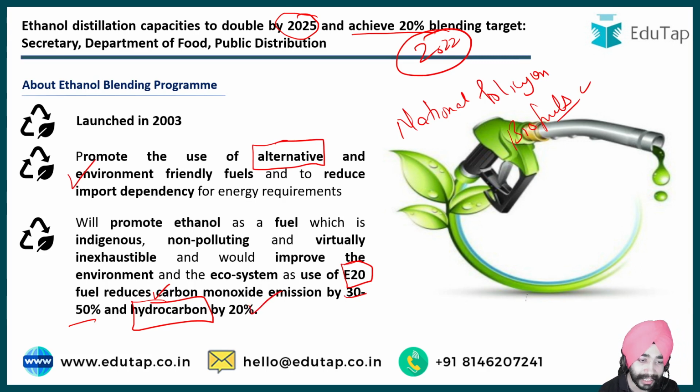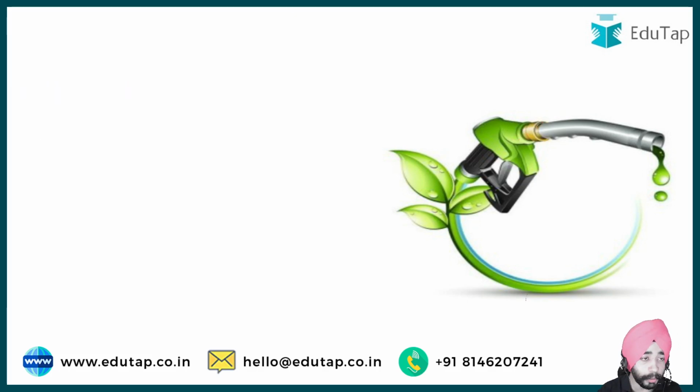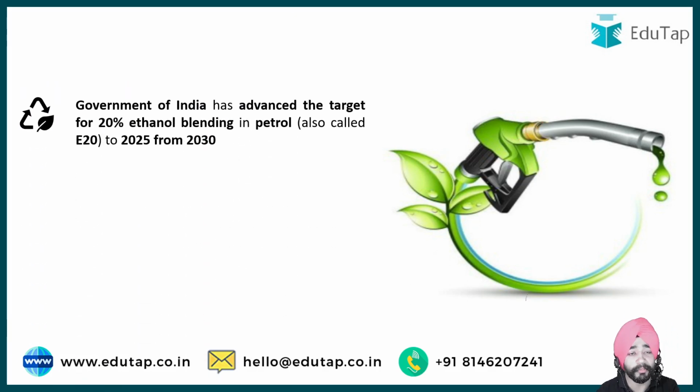Both the targets are very important for us, and we have to remember them. The other important thing about the act is this: government of India, the 20% target, guys. Now it has been officially made that yes, we want to achieve the target by 2025.